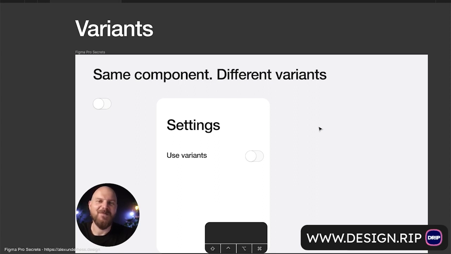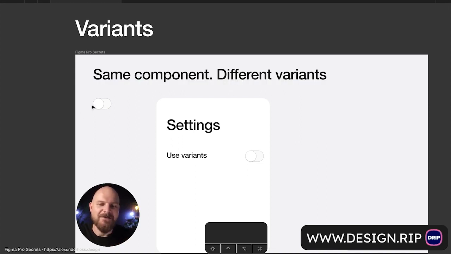Well, because it's a property of a component, you already understood. Well, variant is a property of a component. It's when you can have different states of the same component and you can switch between them. If it's still hard to understand, let's see how it works, what is that, and how to create one.